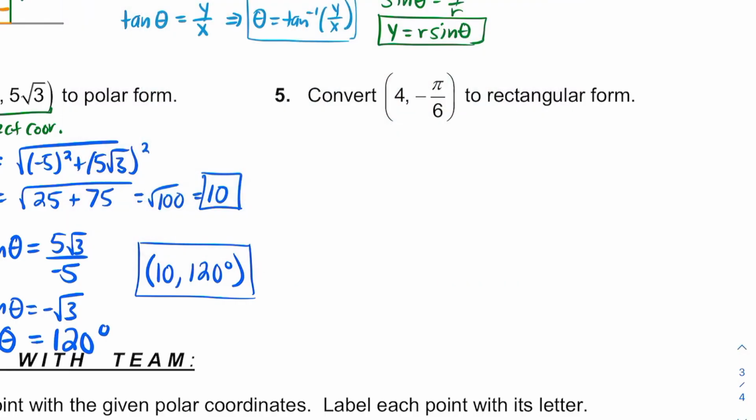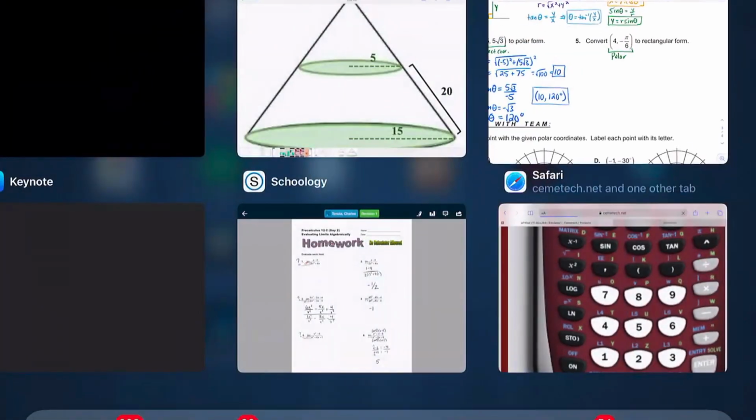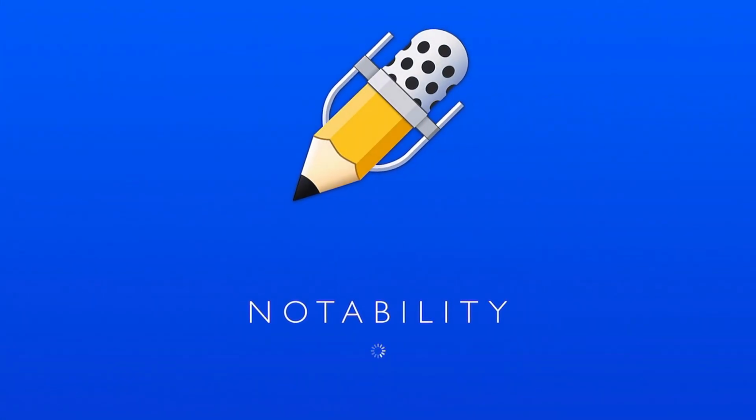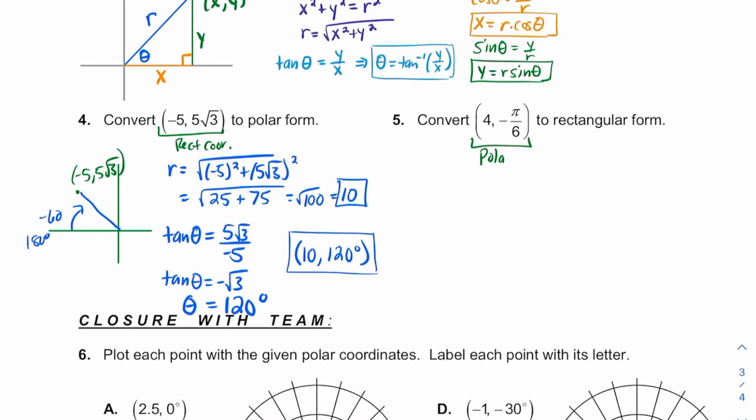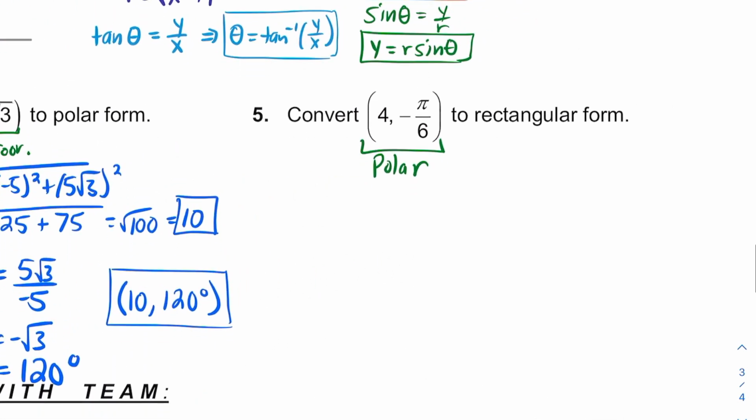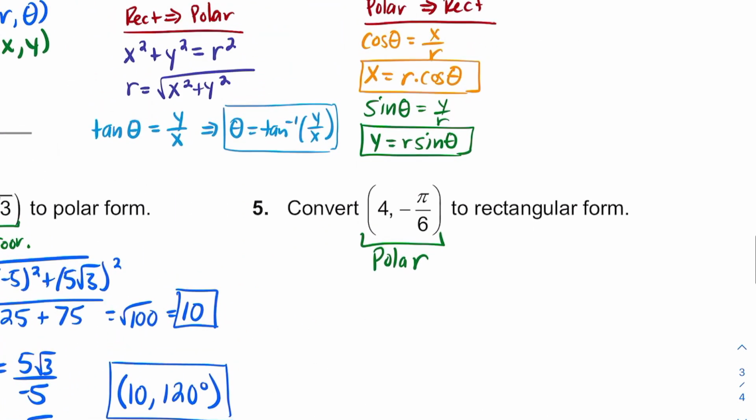Next up, convert (4, -π/6) to rectangular form. So it's important to recognize this is in polar form, which means the radius is 4, the angle is -π/6. So what we're going to do is use this second step because we want to solve for x and y separately.